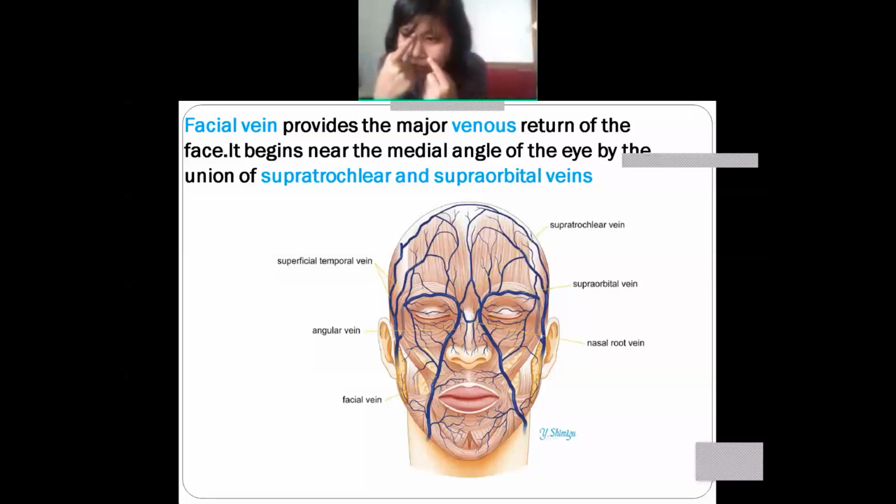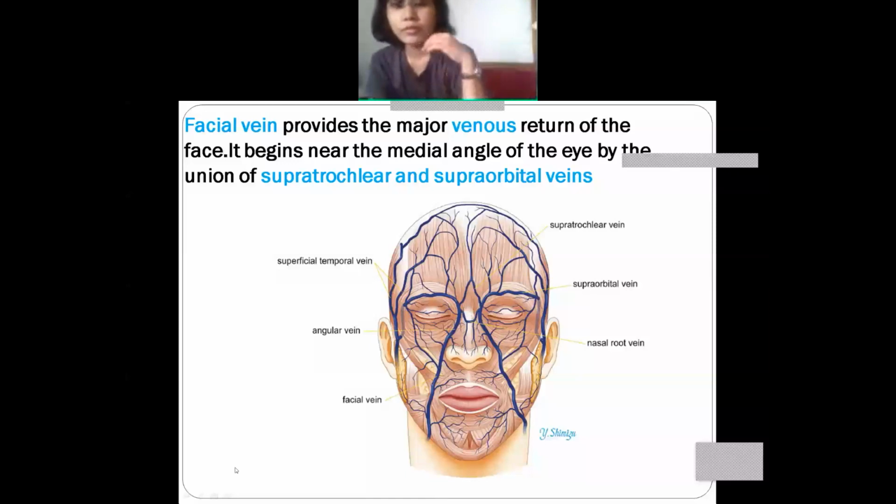The supratrochlear vein you will find at the medial angle of the eye, here, in the forehead, and then the supraorbital vein here, in your eye portion. So the facial veins are formed by the union of those two veins, and the maximum of the deoxygenated blood from the face is returned by the facial veins. Is it clear till here, facial vein? Yes, ma'am. Okay.